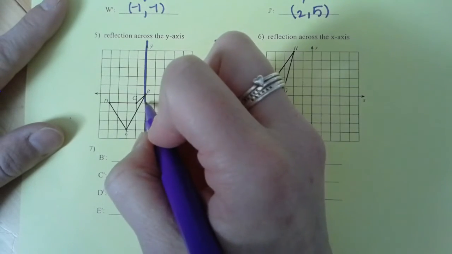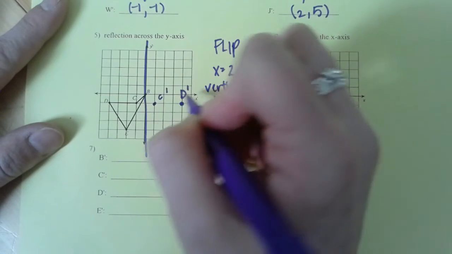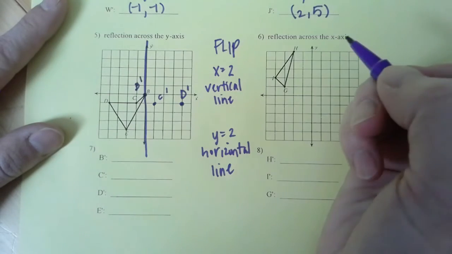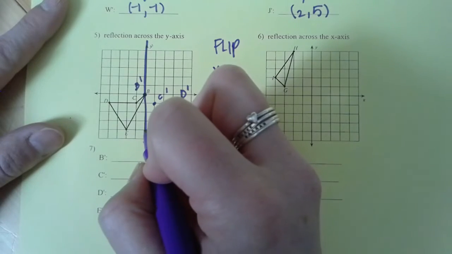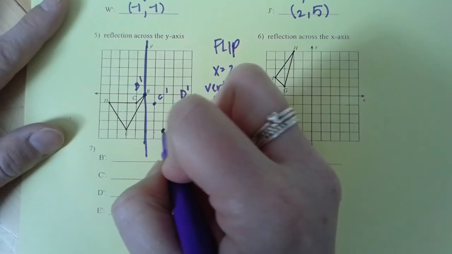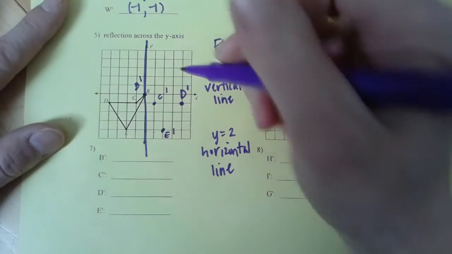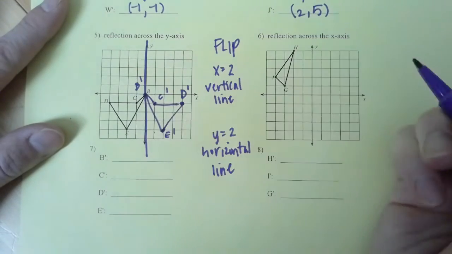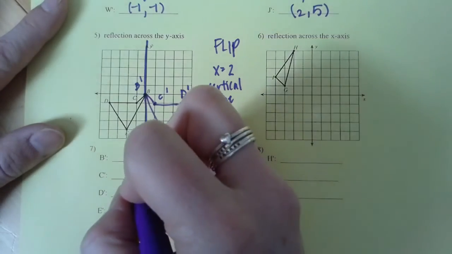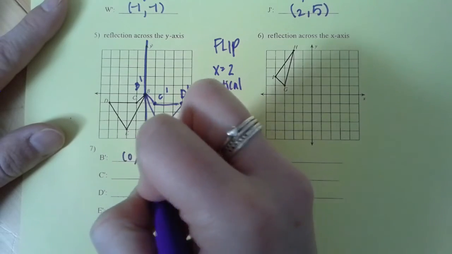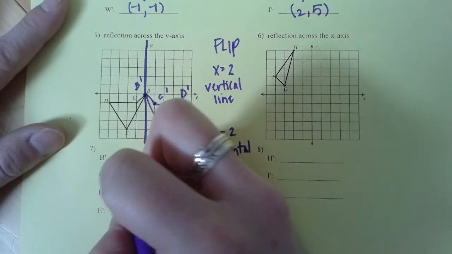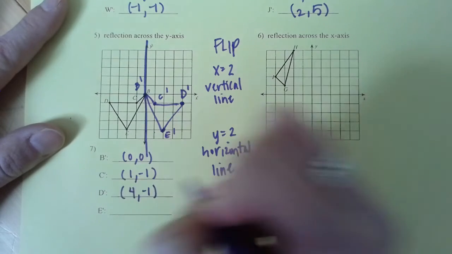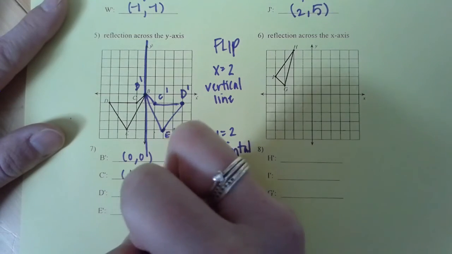C is 1 space from the mirror, so 1 space through the other side is C prime. B just stays on the mirror line, so he's B prime. And then E is 1, 2 spaces away, so 1, 2 spaces on the other side is E prime. Then we connect our dots to make our cute little shape, and we write down our ordered pairs. So B did not change, he's still at 0, 0. C is at 1, negative 1. D is at 4, negative 1, and E is at 2, negative 4.